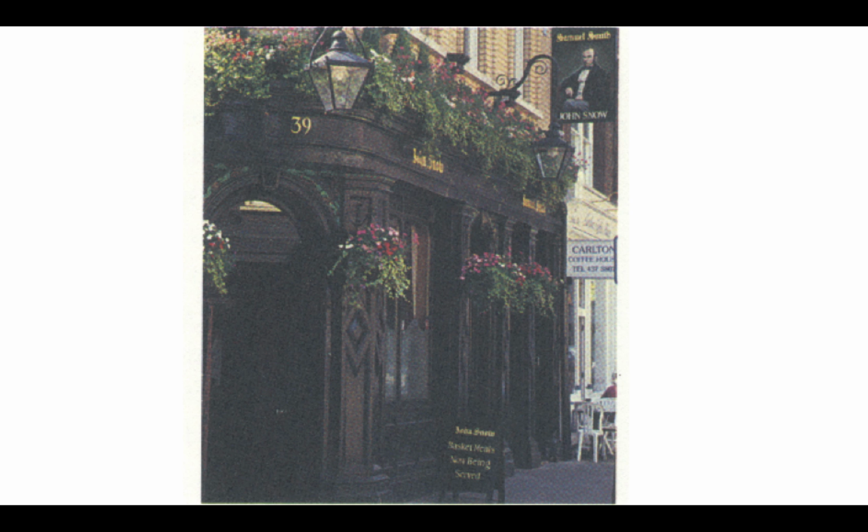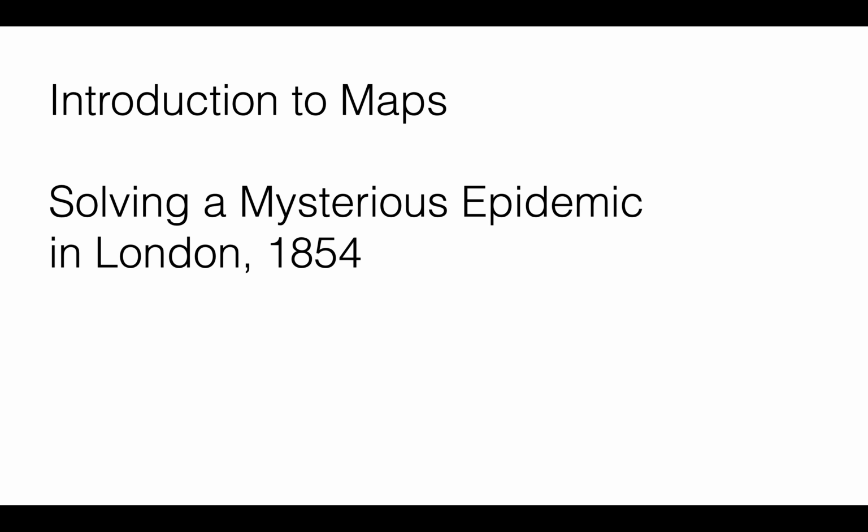This, as a final slide, is the John Snow pub right around that Broad Street pump, because the Brits, if anything, have a great sense of humor. There you have it. That was an introduction to maps solving a mysterious epidemic in London, 1854.